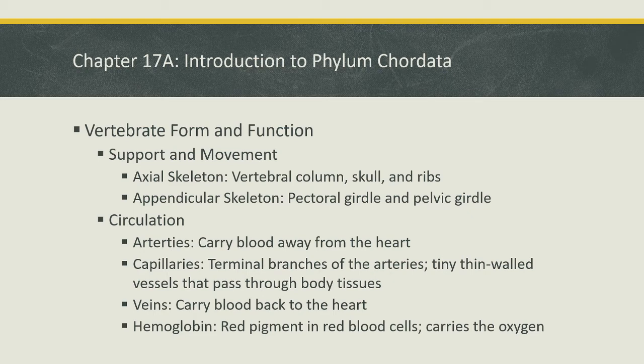And then veins carry blood back to the heart, and hemoglobin. This is the red pigment in red blood cells, and it carries the oxygen in the blood. So that is why blood is red. Blood is red because of the hemoglobin, because the hemoglobin molecule is a pigment molecule that reflects red light, and so the blood ends up looking red because the hemoglobin is red.